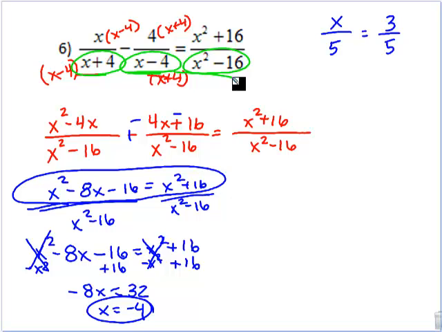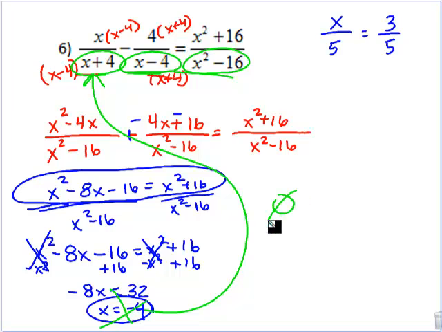Negative 4 plus 4, what does that give you? 0. Can we divide by 0? No. So because this would make that a 0, that actually doesn't work. So this ends up being no solution.